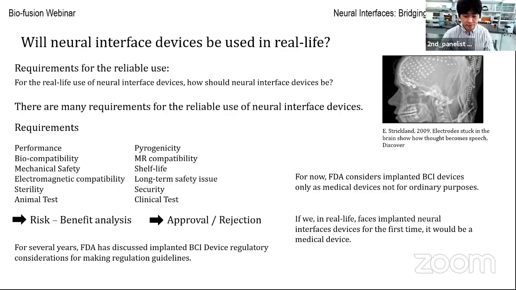Also, the products must be sterilized while they are being distributed and stored. The use of medical devices is approved when the requirements are fulfilled, so that the benefit of the device overwhelms the risk of the use. For now, FDA considers implanted neural interface devices only as medical devices. It implies that neural interface devices for medical purposes are expected to be used in real life in the close future.